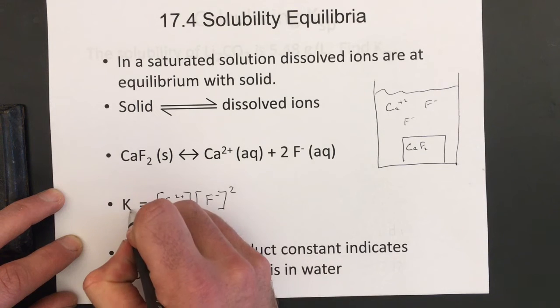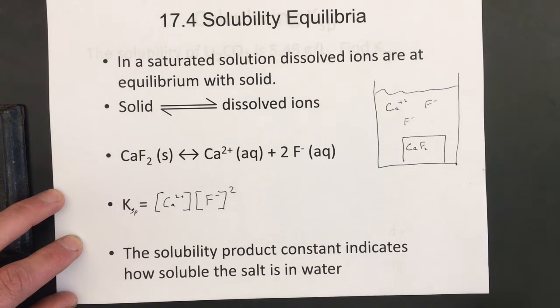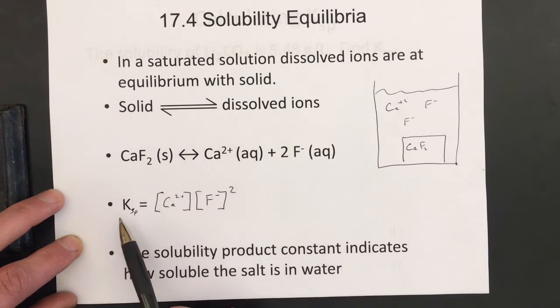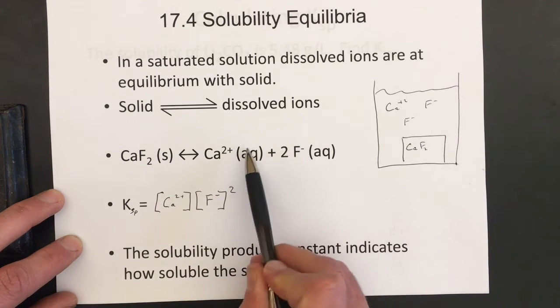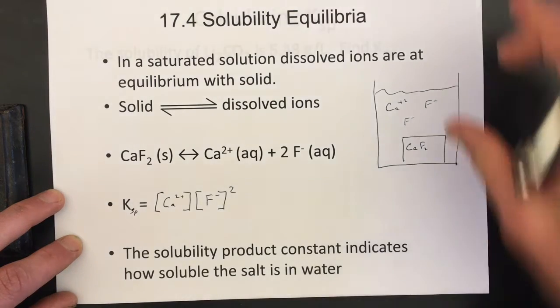So this is the equilibrium expression. It has a special name. It's called Ksp, which stands for solubility product. There are constants that you can look up in books and tables where you'll find the solubility product constant for various salts. The size of this constant tells you how soluble the salt is. If it's a big number, it means you produce a lot of products. If it's a small number, it means you produce very little product. So the bigger the Ksp value, the more soluble the salt in general.